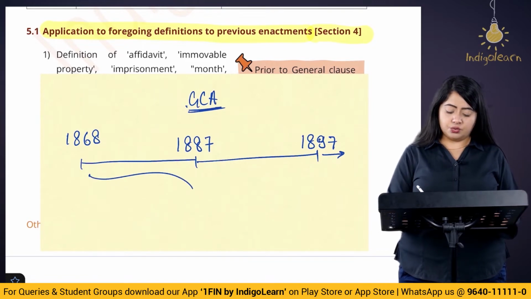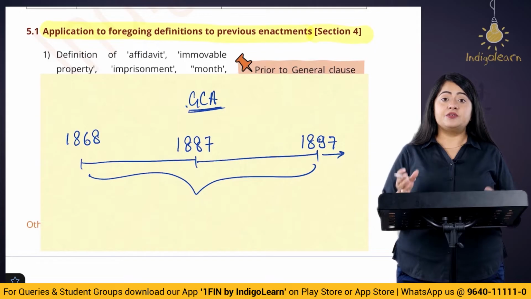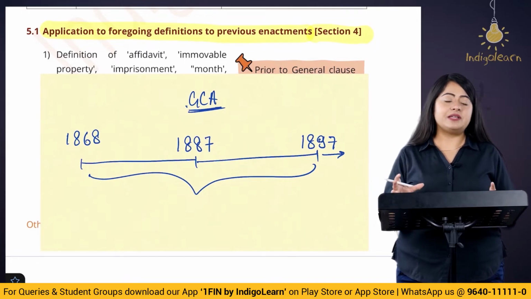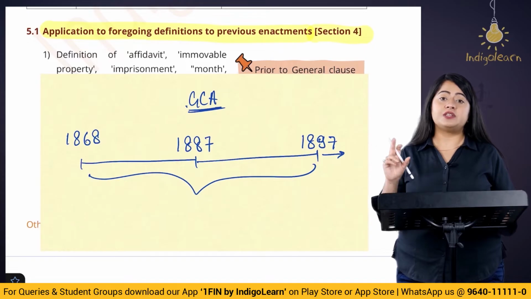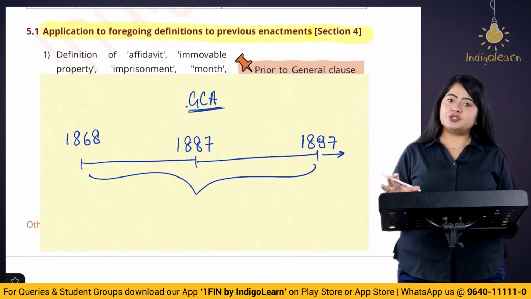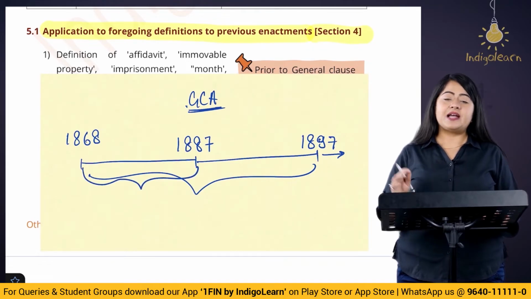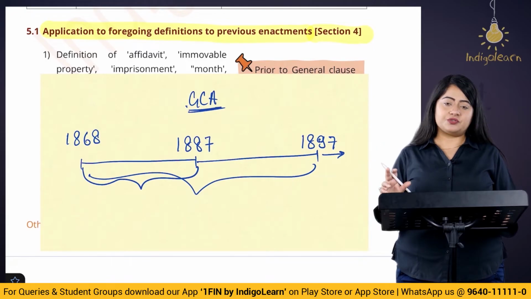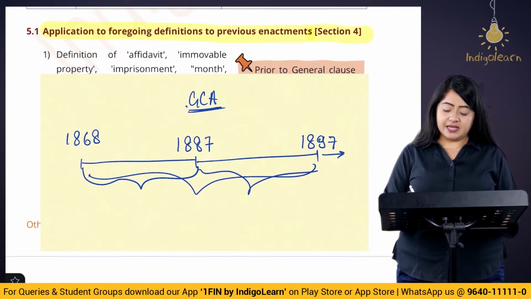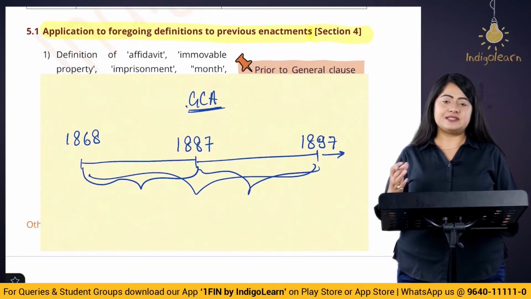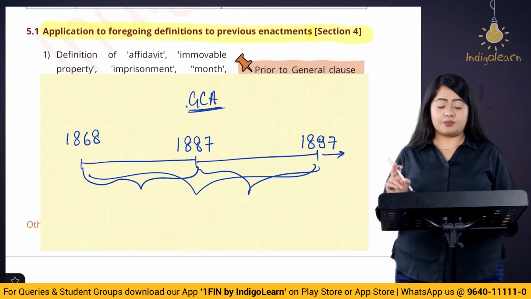But with respect to the enactments that happened from 1868 till 1897, there is partial applicability of the definitions which are given in section number 3. Some definitions are applicable only with respect to central acts that are created between 1868 and 1887, and some definitions are applicable only with respect to the enactments that happened between 1887 and 1897. So what are these definitions? Let's see that. That is stated in your section number 4.